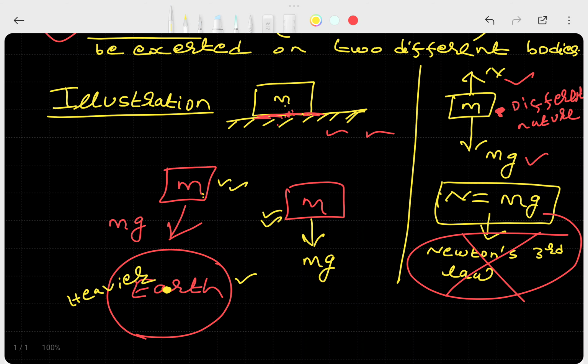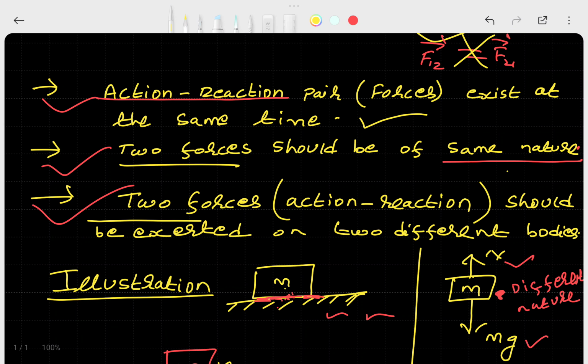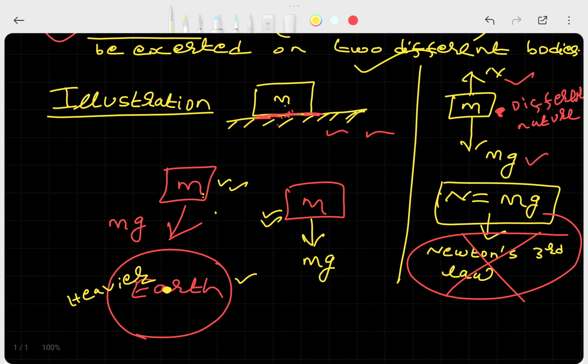Because the gravitational force is exerted by the block on the earth as well as by the earth on the block, and both are gravitational force. If you see, both are of the same nature, and the two forces are exerted on two different bodies. So the action-reaction force exists at the same time. All three criteria are fulfilled.